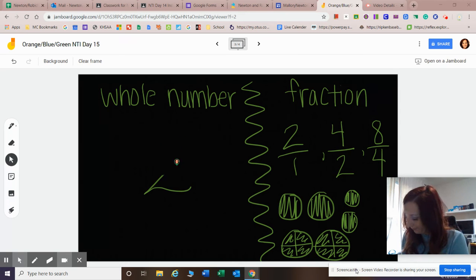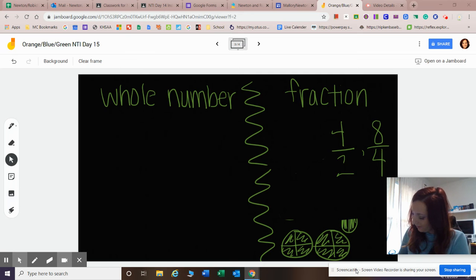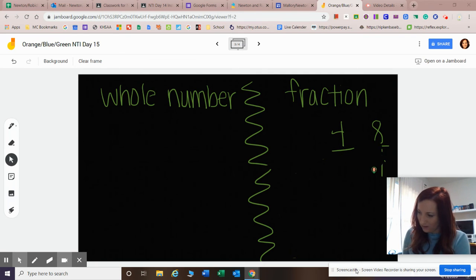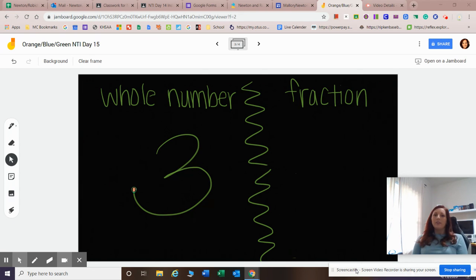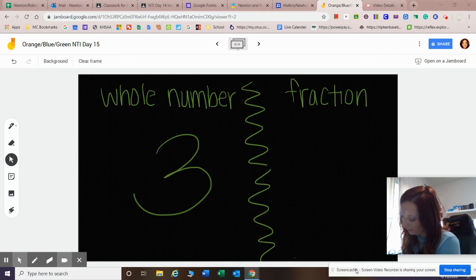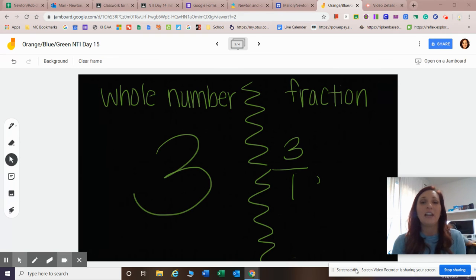Let's do another example. Let's look at a different whole number, something a little bit more challenging. All right, what about 3? If you're following along with this video, you're probably thinking of some examples of fractions that equal the whole number of 3. Did you think of 3 over 1? I hope so, because that one's a given. All you have to do to equal a whole number is put that number as the numerator and keep your denominator 1. 3 over 1 is the same thing as 3 wholes.